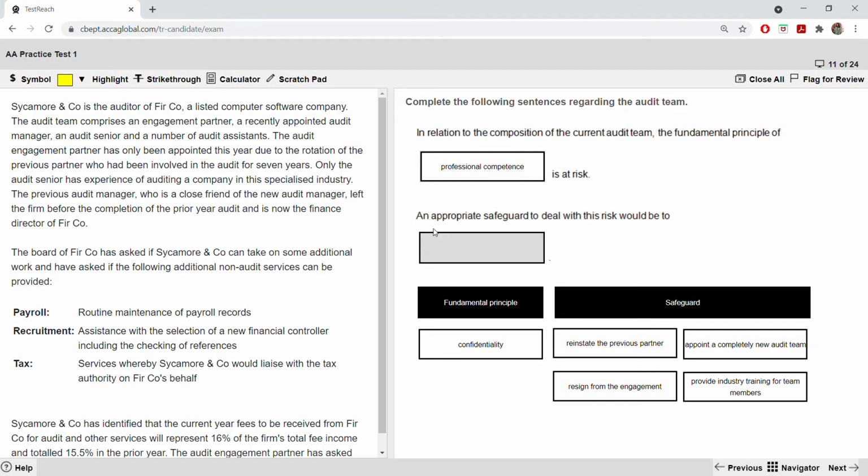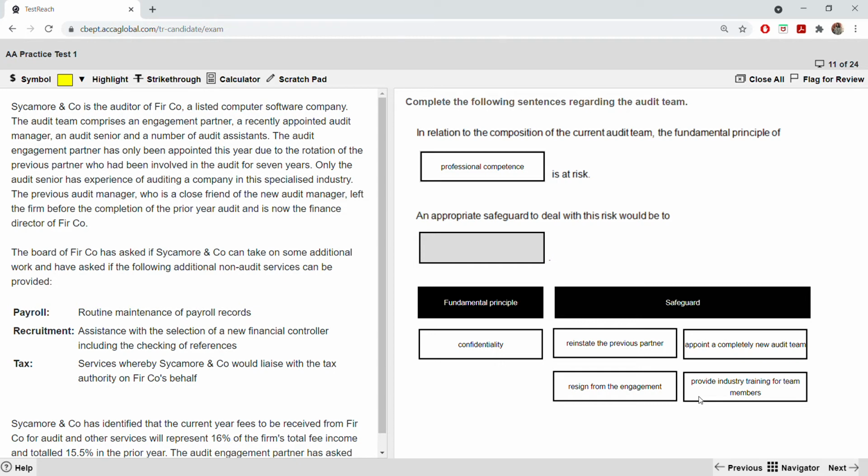So next, an appropriate safeguard to deal with this risk. You should know what the safeguards are. So there are 4 safeguards. Out of these 4, you have to select one. Is it reinstate the previous partner, resign from the engagement, appoint a completely new audit team, or provide industry training for new members? Which one of them is the safeguard? Okay, so let us go through one by one. If it's not the right answer, why is it not the right answer? This way you will learn the knowledge also.